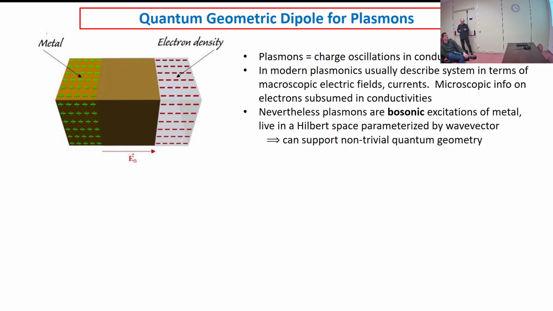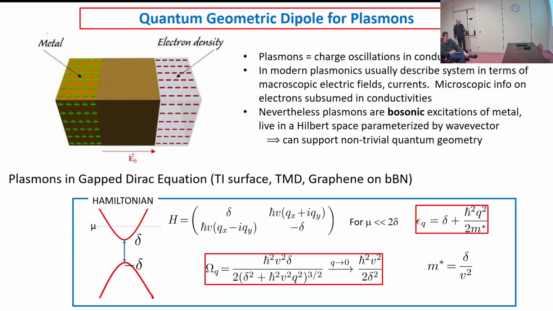However, for us, we want to think about quantum geometric properties, and we're allowed to do this because the plasmons are, after all, the low-lying basic quantum excitations of the metal as well. They have a Hilbert space, and they are parameterized by wave vector in a system that has translational symmetry. So we should, in principle, be able to think about quantum geometric properties in this system.